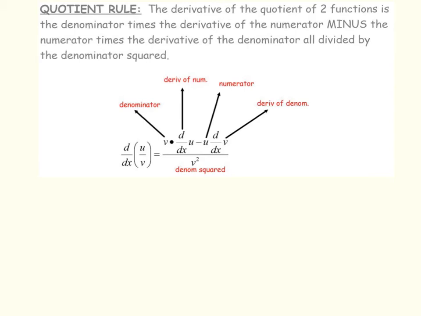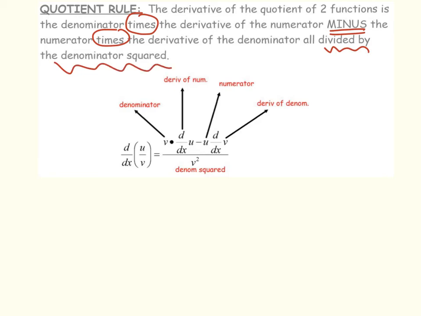So just like there's a product rule, there's a quotient rule. They have some similarities, but the quotient rule says that if you want to take the derivative of the quotient of two functions, you take the denominator and you multiply the denominator times the derivative of the numerator. And then the big difference here is that you subtract, not add. And now you subtract the numerator times the derivative of the denominator. And then everything is divided by the denominator squared.